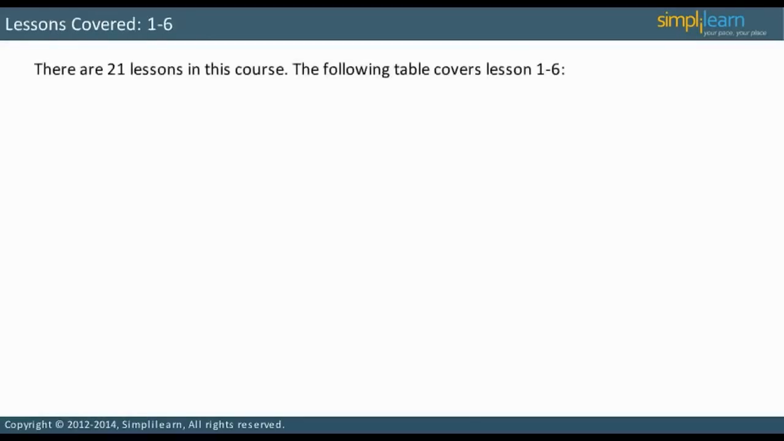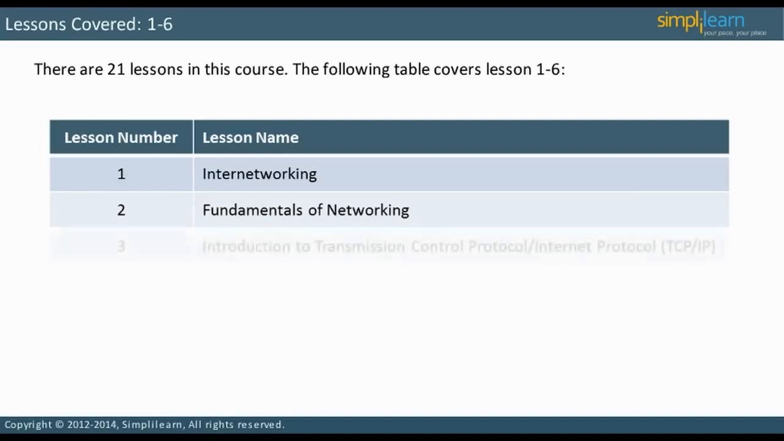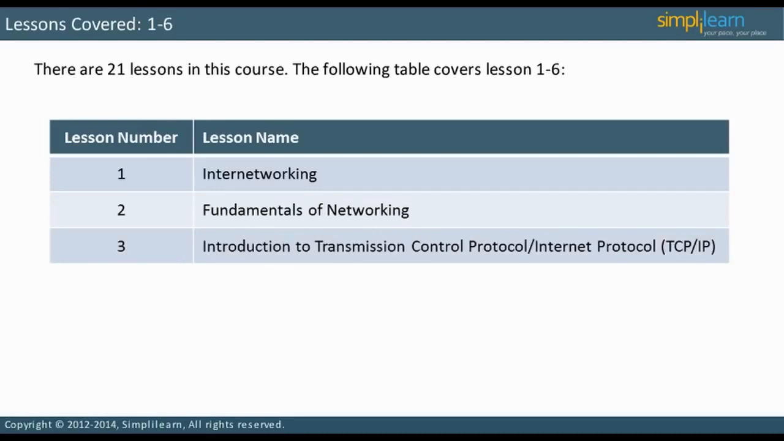There are 21 lessons in this course. Lesson 1 will address internetworking, including topics like network and network models. Lesson 2 will address the fundamentals of networking, including network topologies and Ethernet. It will also explain data encapsulation. Lesson 3 will be an introduction to Transmission Control Protocol Internet Protocol, TCP/IP, focusing on layers 7, 3, and 4 of the OSI model.